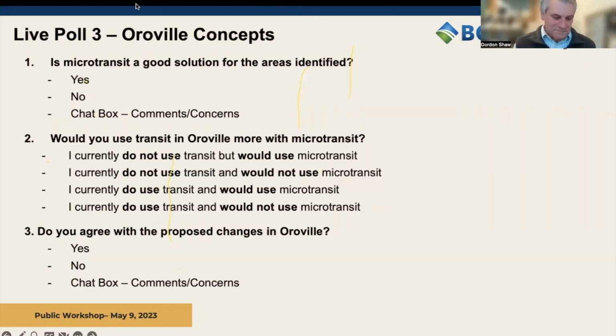Yes, I am back with a live poll. I apologize for the marks on the screen. We're trying to figure out how to take them out at the moment. Don't really know.